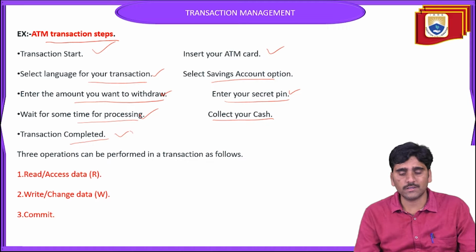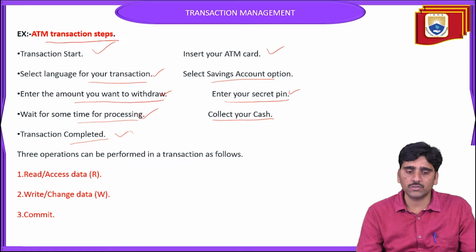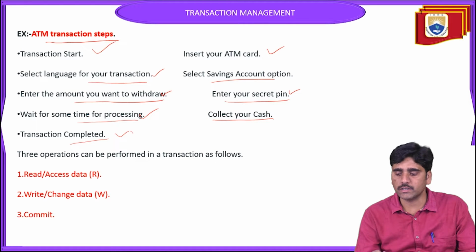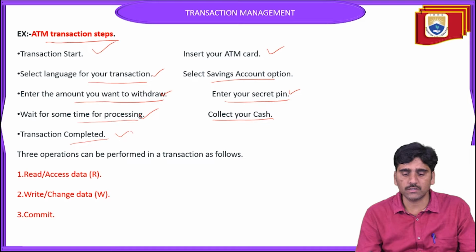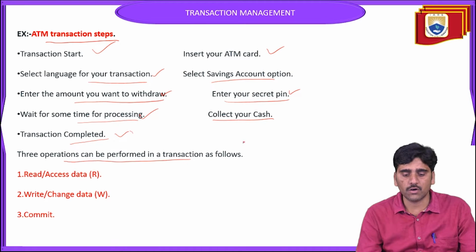After that, the transaction is completed. So to withdraw an amount from the ATM, these are the steps to complete the transaction. That is the transaction start: insert the ATM card, select the language, select the account option, enter the amount you want to withdraw, enter your secret PIN, wait for processing, and collect the cash. After that, collect your card until the transaction is completed. To do all this, we have to perform these operations.